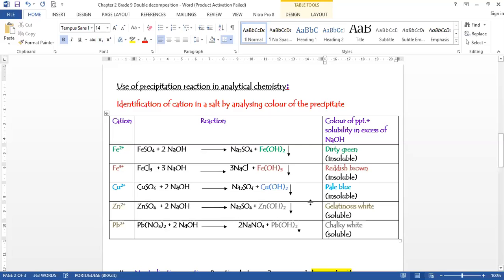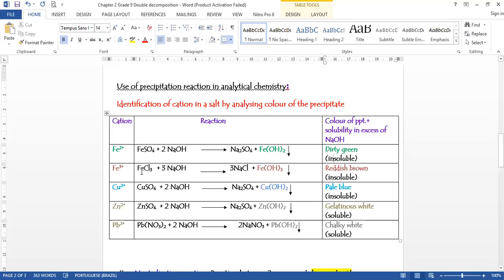So the first reaction, which is FeSO4 plus NaOH, where ferrous sulfate solution is reacting with sodium hydroxide. Again, you just need to know swapping of ions takes place. Hydroxide from here goes to Fe, becomes Fe hydroxide, that is ferrous hydroxide. Sulfate from here goes to sodium, becomes sodium sulfate. The color of the PPT, that is Fe(OH)2, is dirty green. And when we add excess of NaOH, that is, you add more of NaOH to it, it still remains in the PPT form, that is, insoluble form.